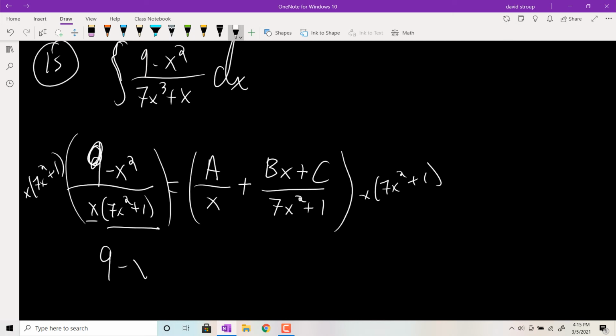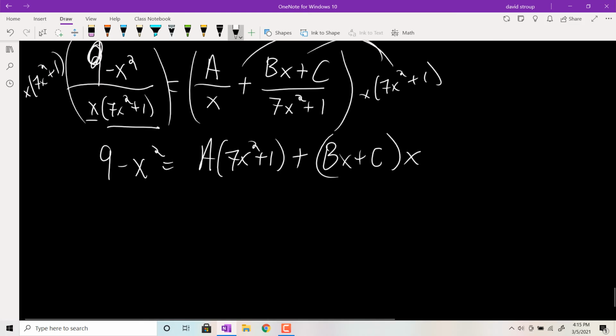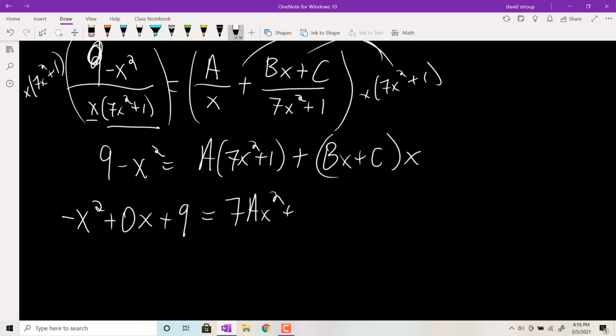Okay, so I end up with 9 minus x squared equals, and I distribute, so I get a times 7x squared plus 1, plus, the 7x squared plus 1's cancel, and I got bx plus c times x. Okay, I'm going to rewrite the left-hand side so I can see the coefficients a little better. Negative x squared, there's no coefficient for x, and then plus 9. On the right-hand side, I'll have 7ax squared plus a plus bx squared plus cx. I'm going to group all the like terms together and factor.